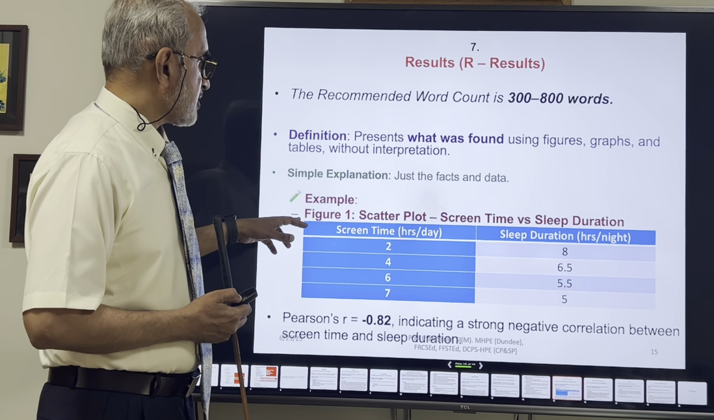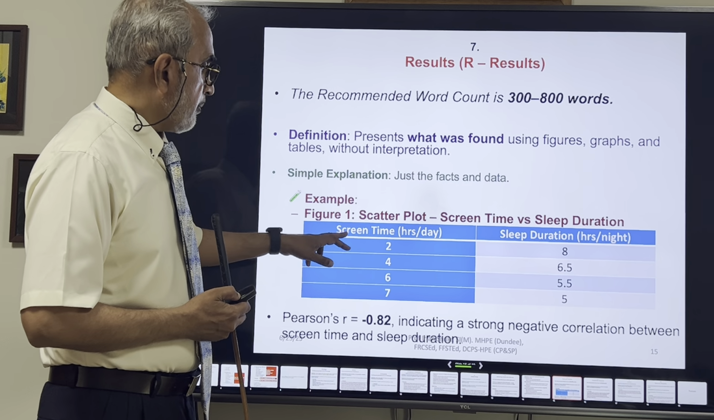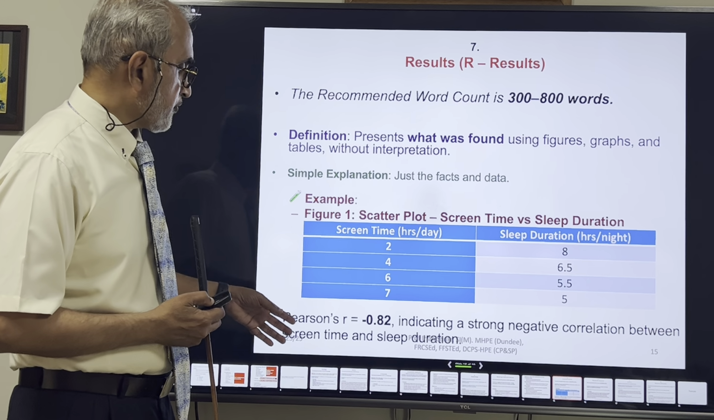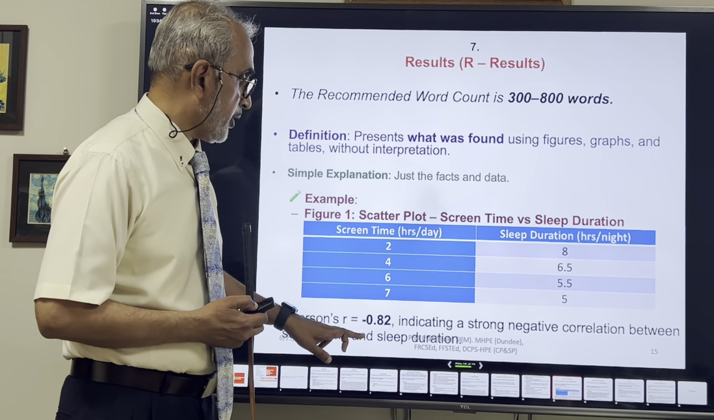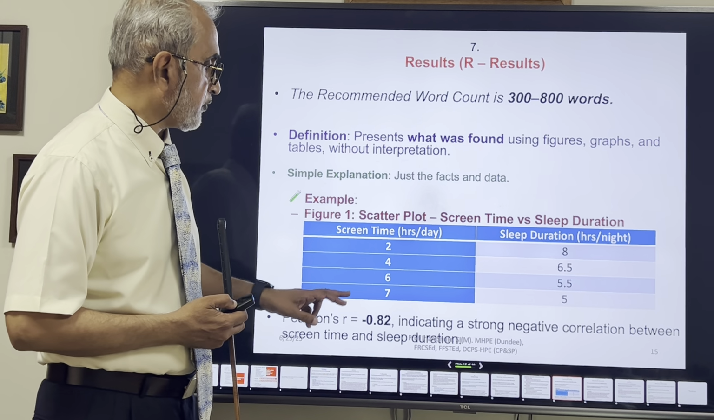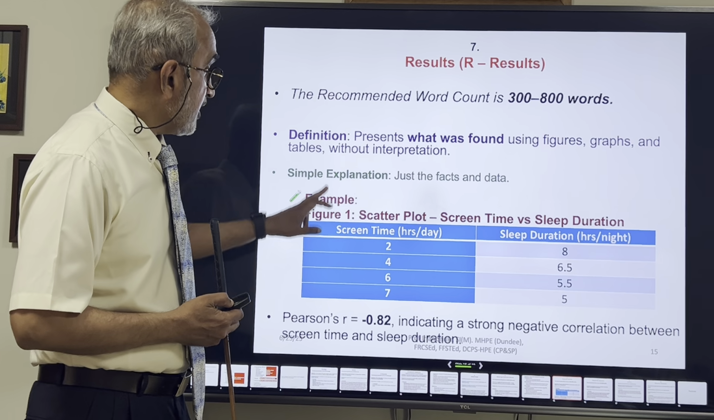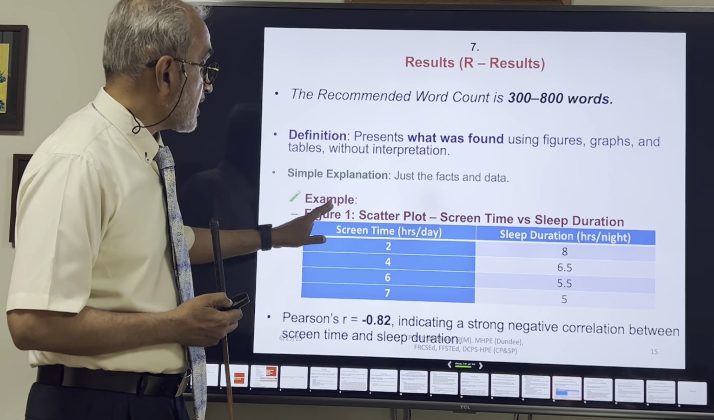Example, in our case, a scatter plot was used based on this table, and the Pearson coefficient was found to be minus 0.08, indicating a strong negative correlation between screen time and sleep duration. So this text is the interpretation of the above, but it's not a repetition.